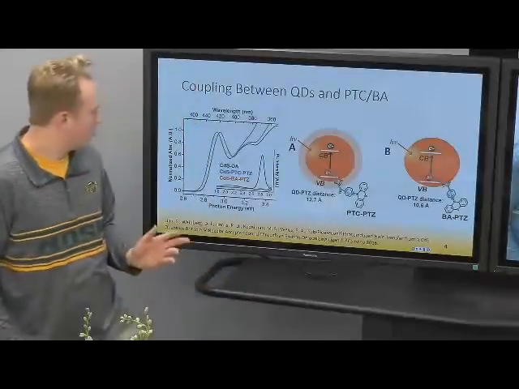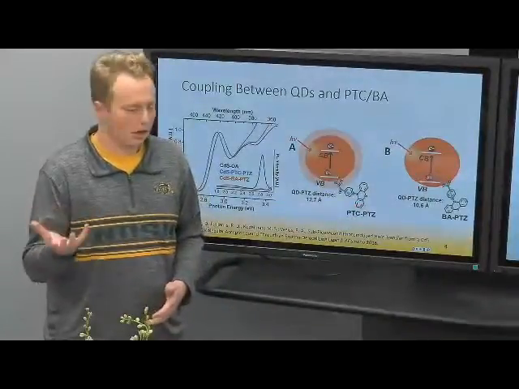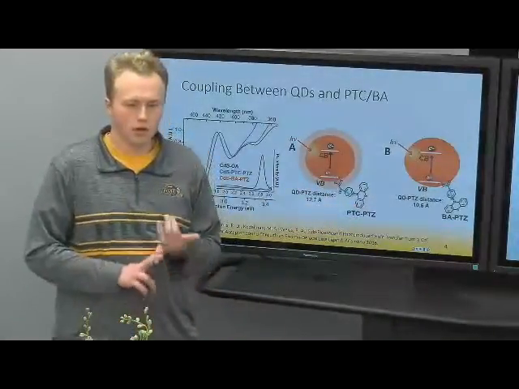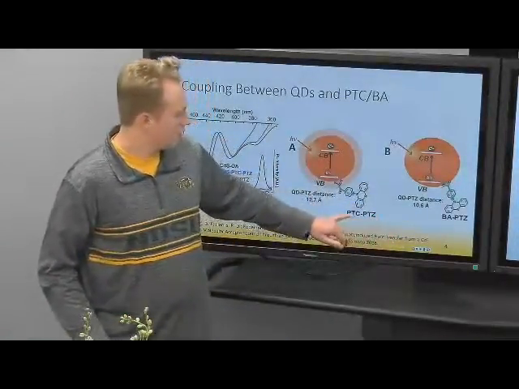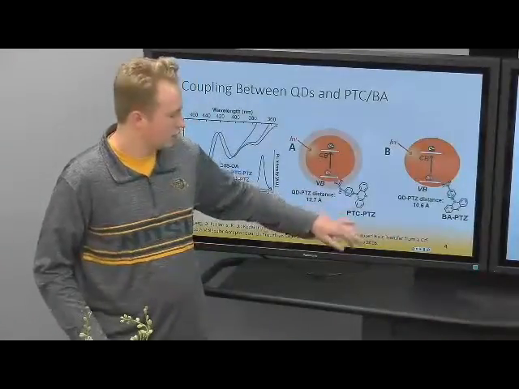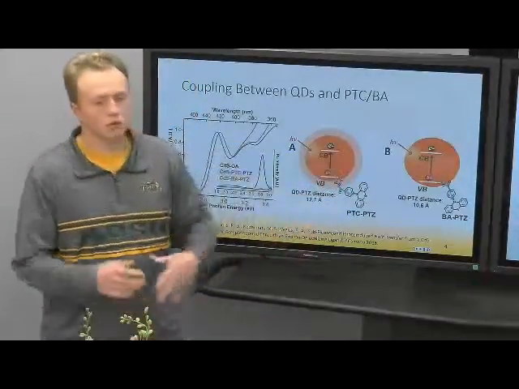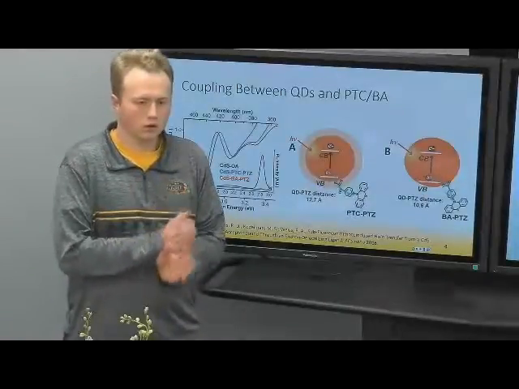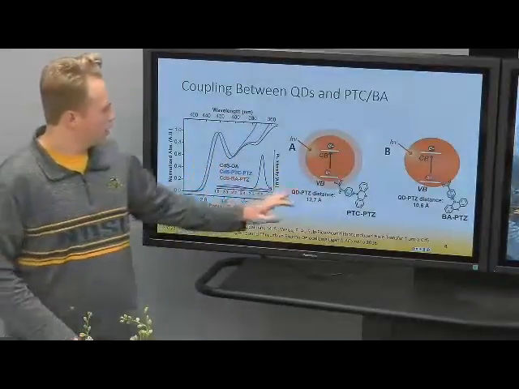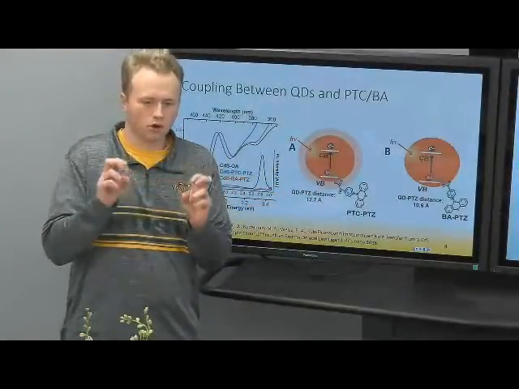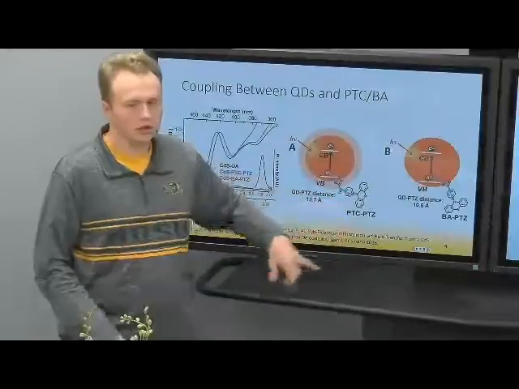And there was a paper by the Weiss group where they took the same acceptor and they linked it through two different linkage groups, one being PTC and one being BA. PTC has been shown to interact and couple very well with the quantum dot, and it makes the absorption spectra redshift, and you can think of that as the particle in a box. The box has got slightly bigger because it interacts with the sulfur on the group.